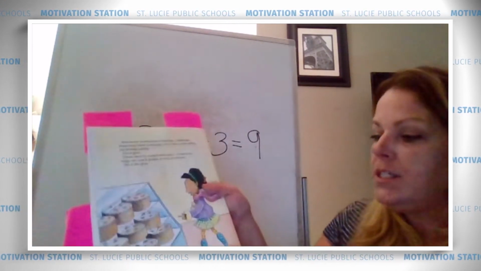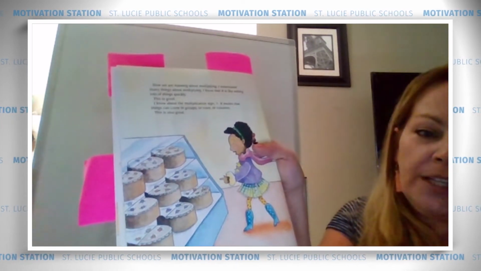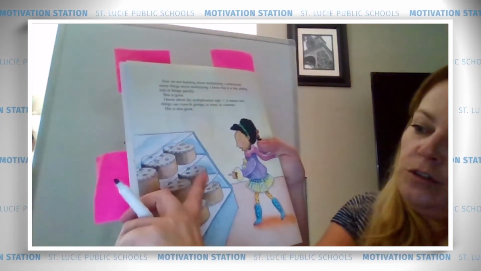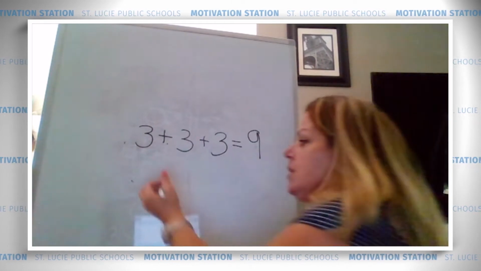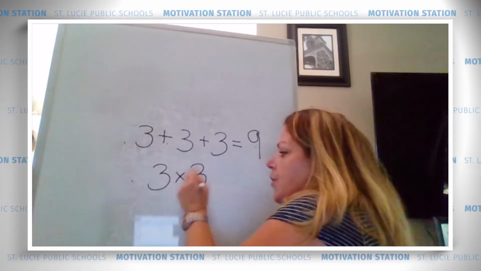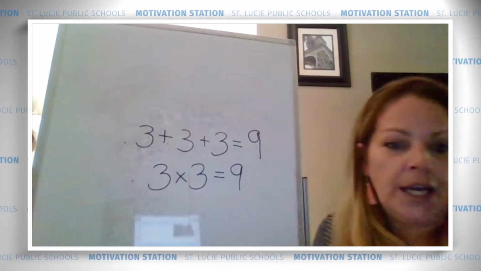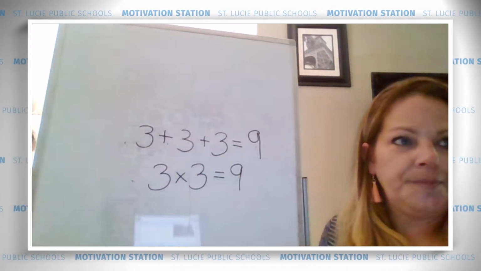Okay. So now I'm going to write a multiplication equation for that. How many groups do I have? Well, that's going to be our shelves. 1, 2, 3 shelves. So I have 3 groups of 3 cakes, which also equals a total of 9 cakes.